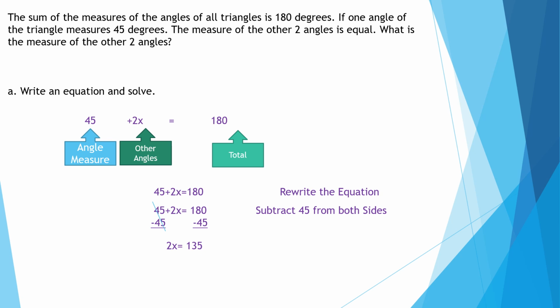To get the x by itself, we have to get rid of the 2 that's being multiplied by the x. So to undo multiplication, we have to do division. So we're going to divide both sides by 2. The 2 divided by 2 cancels out, leaving just x, and 135 divided by 2 gives us 67.5. So the measure of the other two angles are each 67.5 degrees.